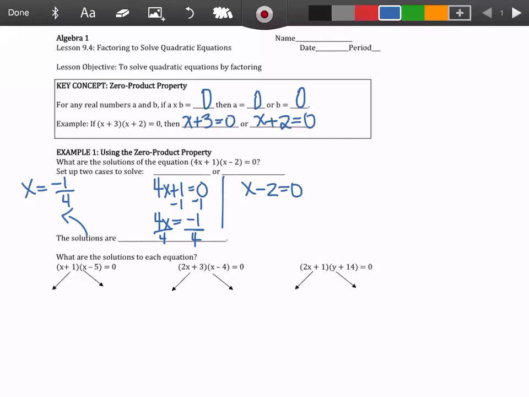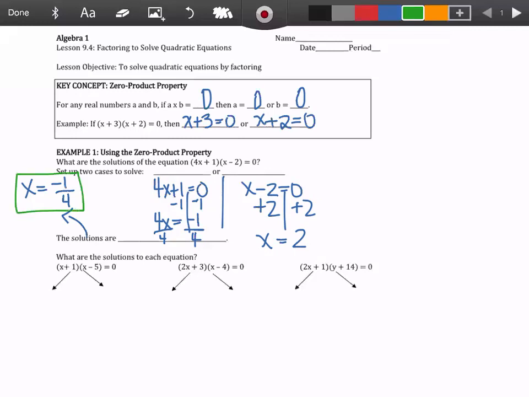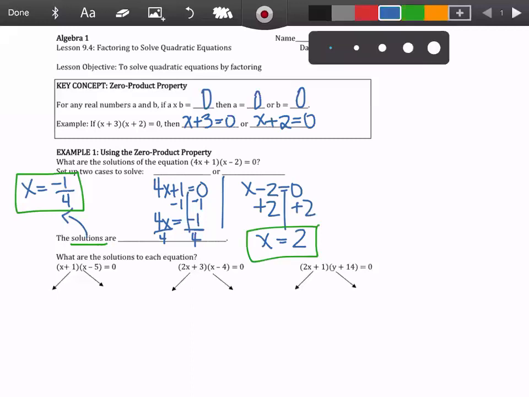This equation on the right, x minus 2 equals 0, gives us our second solution. So we're again going to balance this equation. To get x by itself, we add 2. 0 plus 2 gives us 2, so x equals 2. So our 2 different solutions are x equals negative 1/4 and x equals 2. For quadratics, typically, just like I explained in the last video, you are going to get 2 solutions.